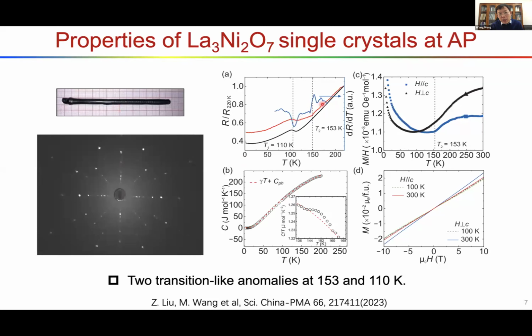When we do transport measurements, we see there are actually two transitions, but the anomalies in resistivity are very weak. One is at 110 Kelvin, similar to the previous one observed in Hall measurements. The new one at 153 Kelvin we can see in the magnetization measurements and the heat capacity measurement. We don't know what the origin of the two transitions is.